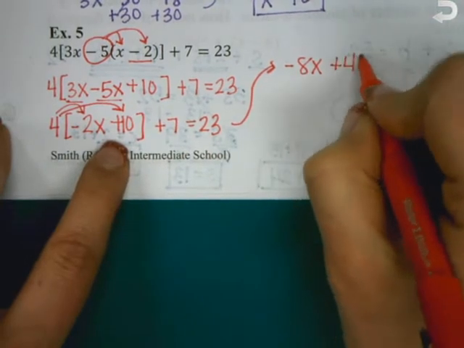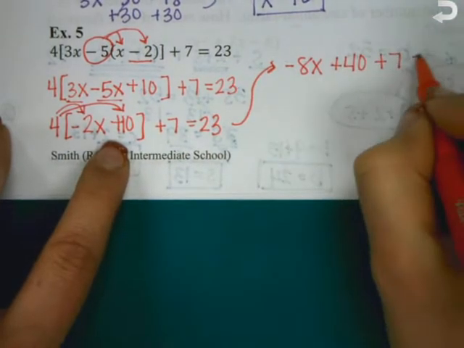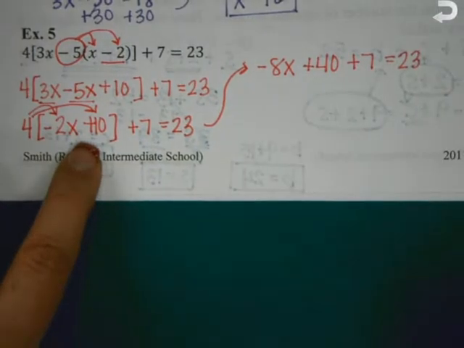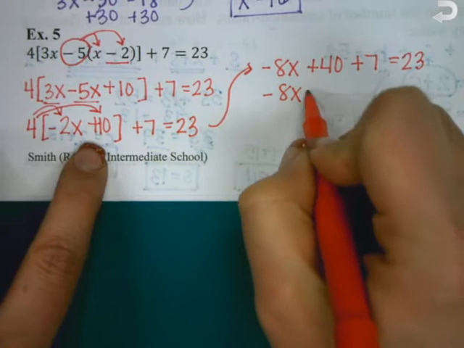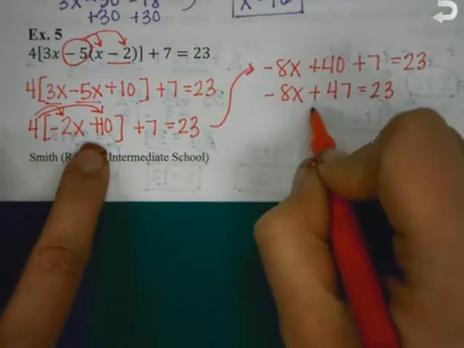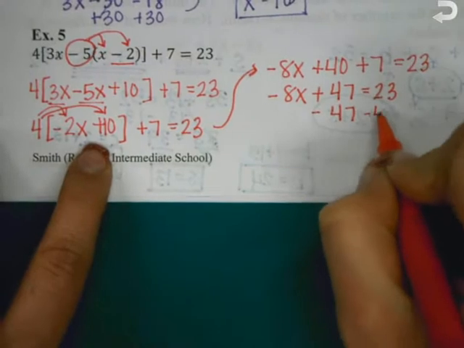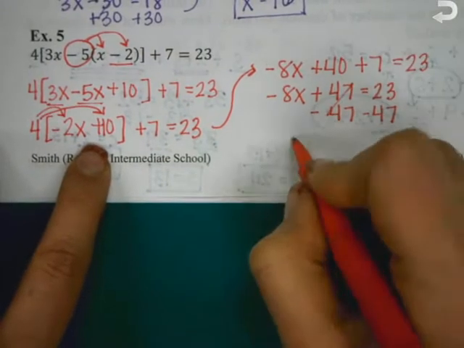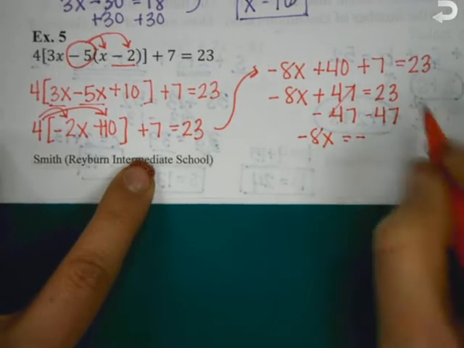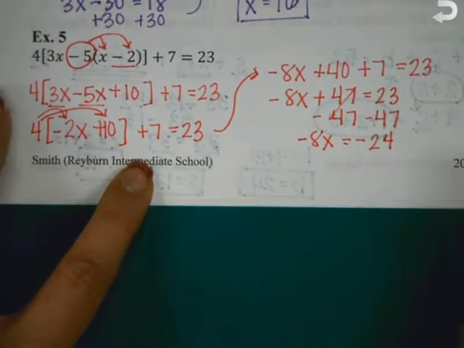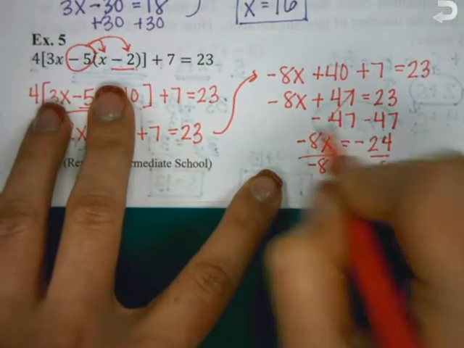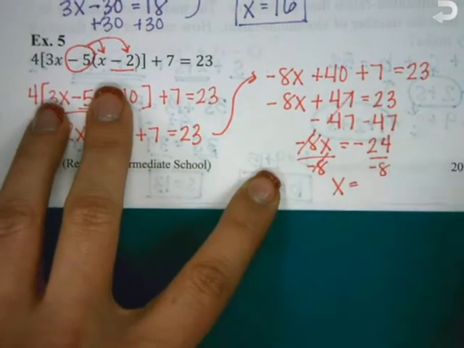Okay, now what? Good. Negative 8x plus 47 equals 23. Excellent. Subtract 47. So we get negative 8x equals negative 24. And then what? Divide by negative 8. So I get x equals positive 3. Good job. Not as scary as it looks from the beginning, right? You just need to go step by step.